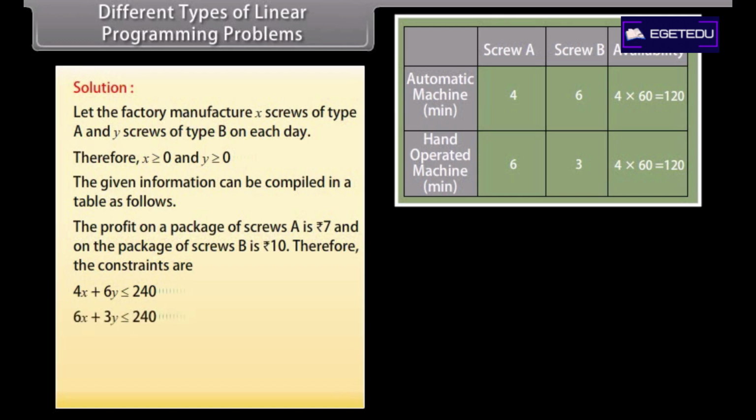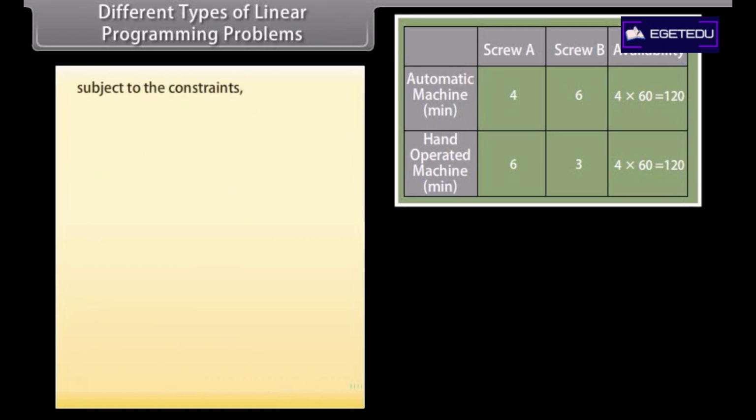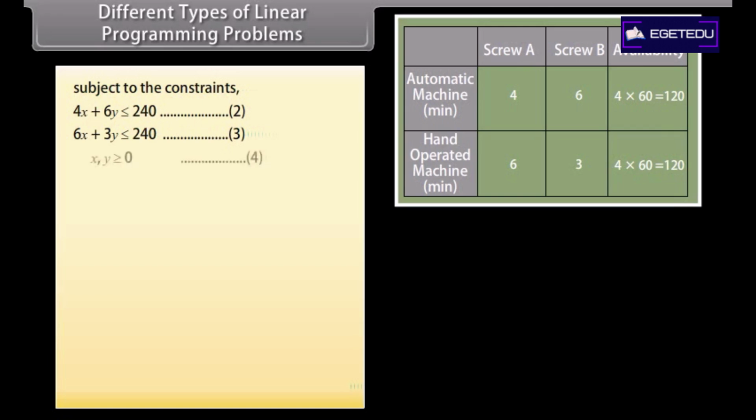6x + 3y ≤ 240. Total profit Z is equal to 7x + 10y. The mathematical formulation of the given problem is: maximize Z = 7x + 10y, mark it as equation 1, subject to the constraints 4x + 6y ≤ 240, mark it as equation 2; 6x + 3y ≤ 240, mark it as equation 3; x, y ≥ 0.